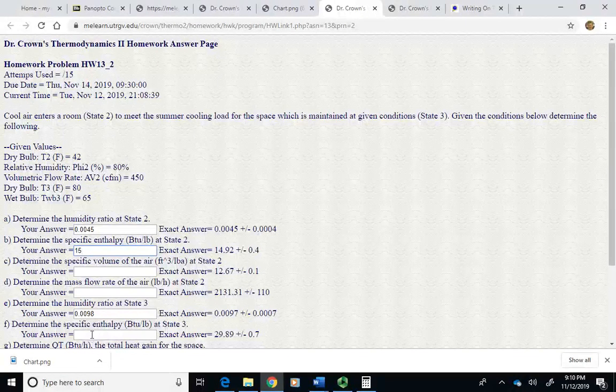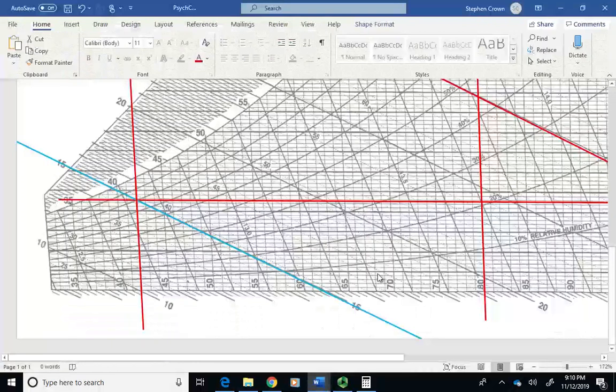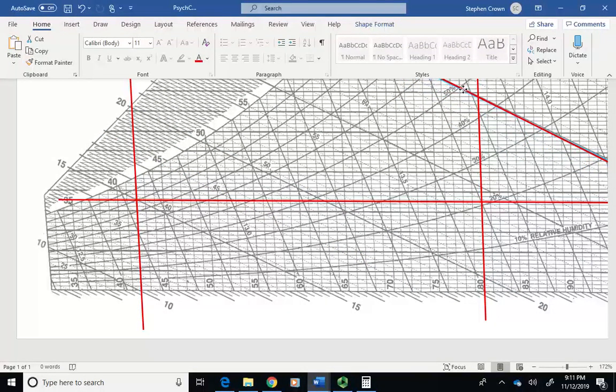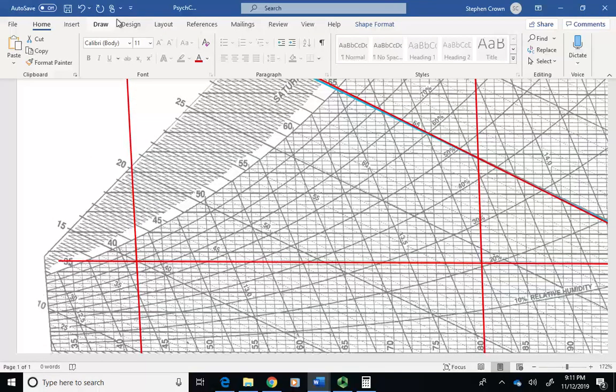And let's double check that. So I thought I had 24. Let's check that again. So this is saying 29.9 is the right answer. Let's put that back. It wasn't state 2. So state 2 was at 80 degrees, and this intersection right there, it looks like they're right on top of each other, but those two lines should deviate, so I probably should have labeled.